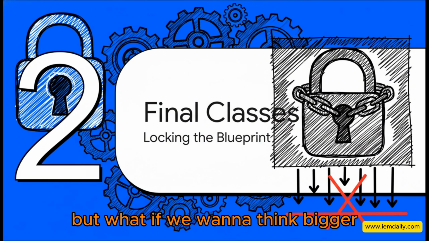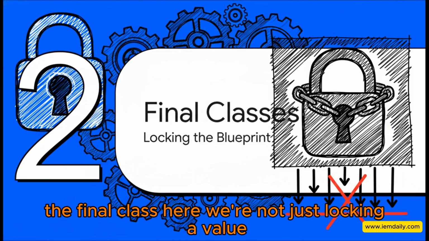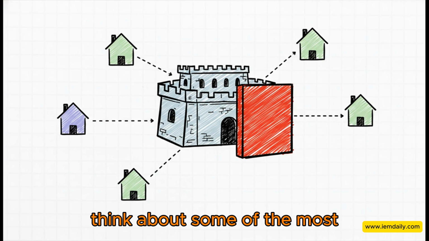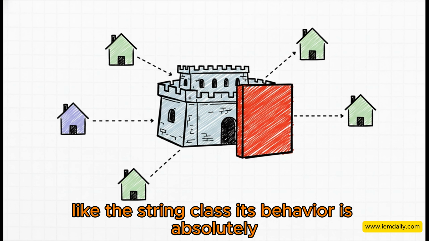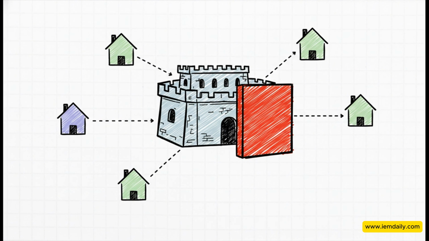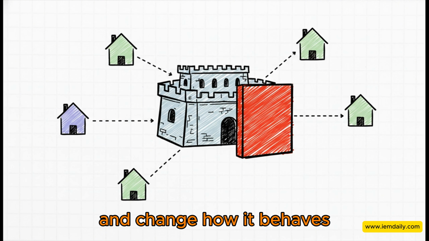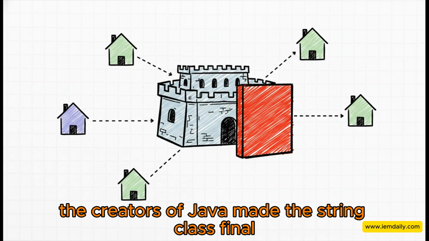All right, so we've locked down a single value. But what if we want to think bigger? Let's move on to the highest level of control, the final class. Here, we're not just locking a value, we're locking down an entire class blueprint. Think about some of the most important classes in Java itself, like the string class. Its behavior is absolutely fundamental to how Java works. Now, imagine if other programmers could just create their own versions of string and change how it behaves. It would be total chaos. To prevent that, the creators of Java made the string class final.